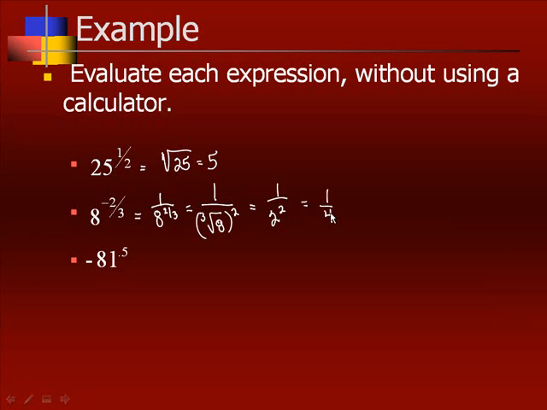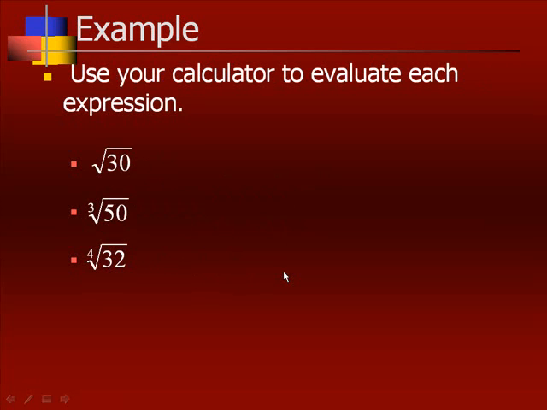Now, negative 81 to the 0.5, that's like negative 81 to the 1/2, which is the square root of 81 and the negative still stays out front. Okay, notice if we would have wanted the negative to stay with the 81, then we would have used the parentheses. So this is like saying the opposite of 81 to the 1/2, which in this case would give us -9.